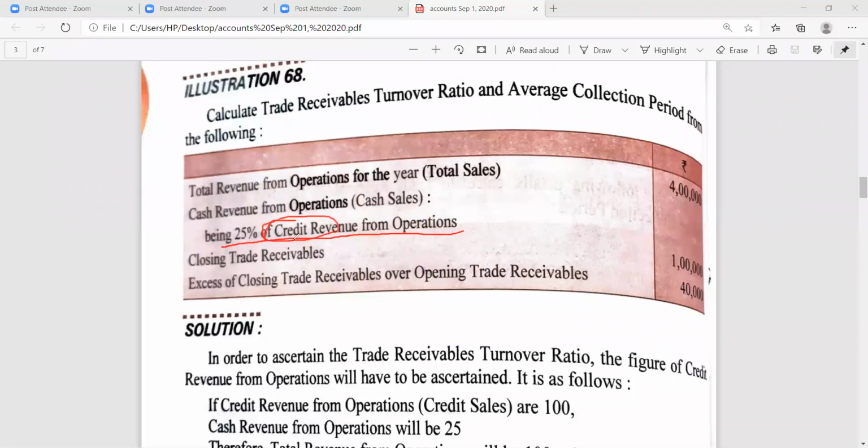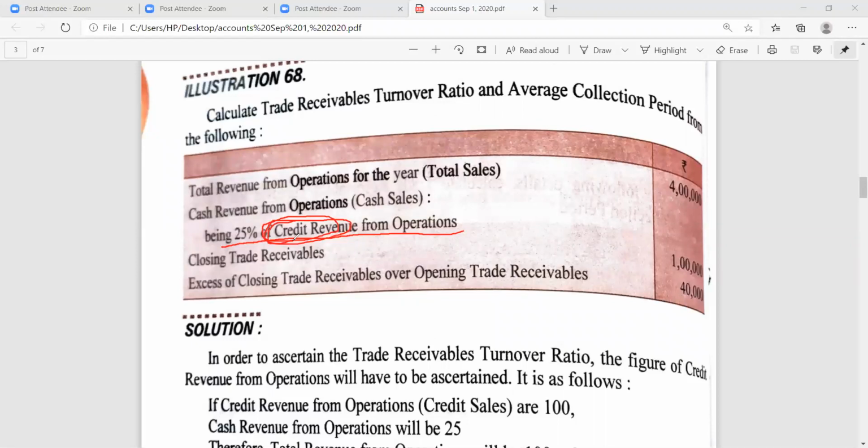I'm highlighting this point. What is the change? You are requested to mark in your books as well how the credit revenue from operation is to be calculated. It is calculated with the help of the formula total revenue from operation minus cash revenue from operation. In this question, cash revenue from operation is not given straightforward. A clue is given over here, that is 25% of credit revenue from operation.